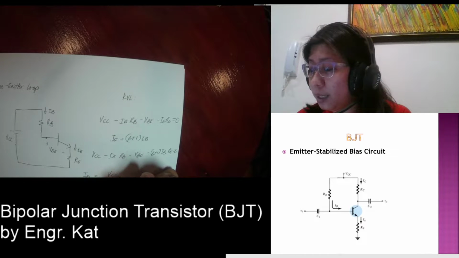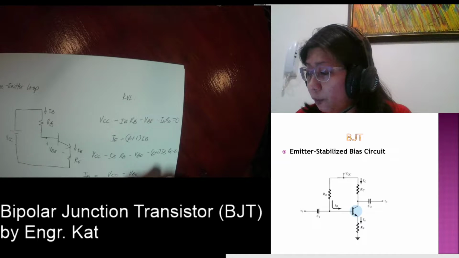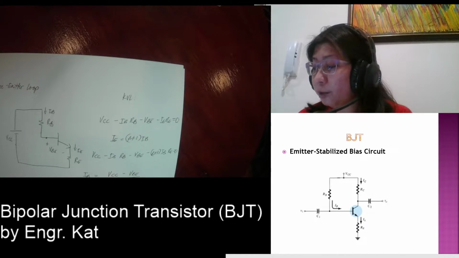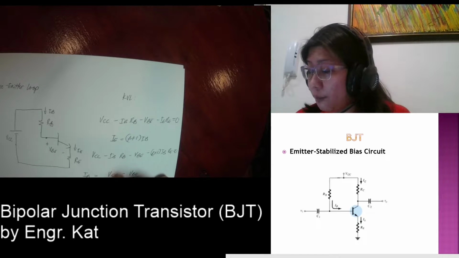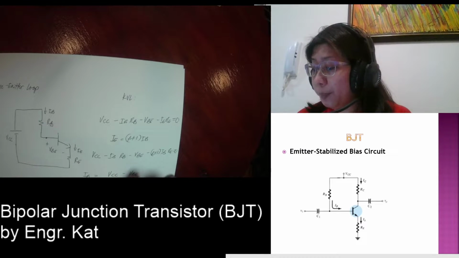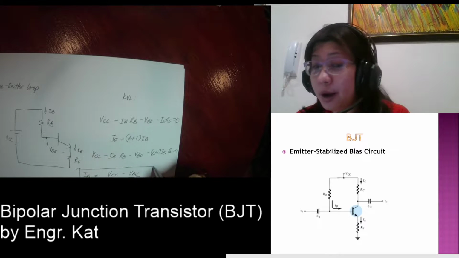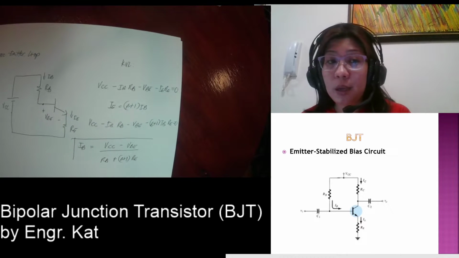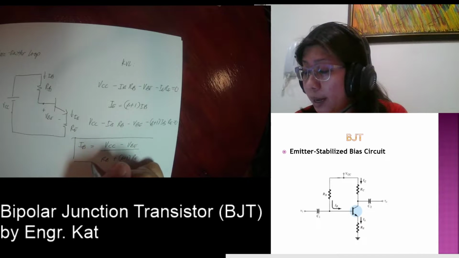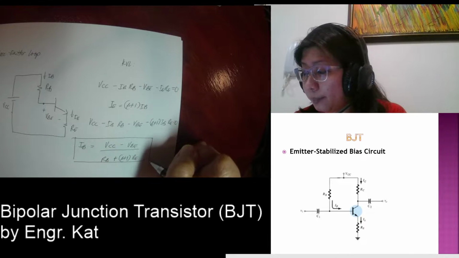IB is equal to VCC minus VBE all over, factoring out your IB, you have RB plus beta plus 1 multiplied by RE. So this will be our formula now for IB.